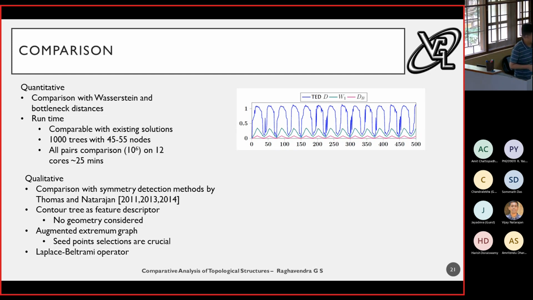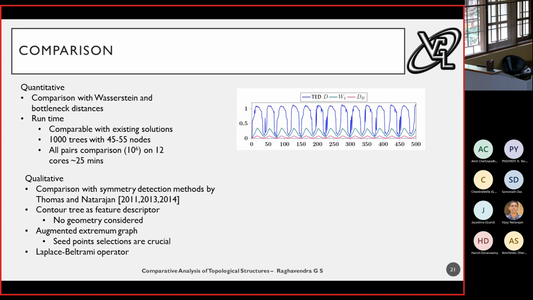Then we also have some qualitative comparisons by considering other symmetry detection methods which are already there in the literature. The symmetry detection methods which are already there consider contour trees as feature descriptors, augmented extremum graphs as feature descriptors, and some geometric descriptors like the Laplace-Beltrami operator. In case of the contour tree descriptor, one disadvantage is that no geometry is being considered.